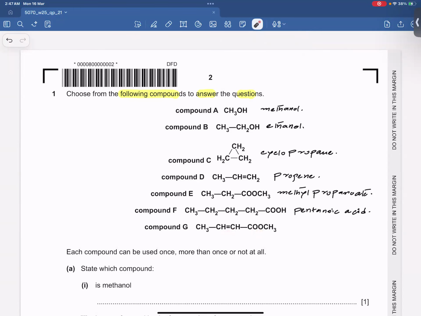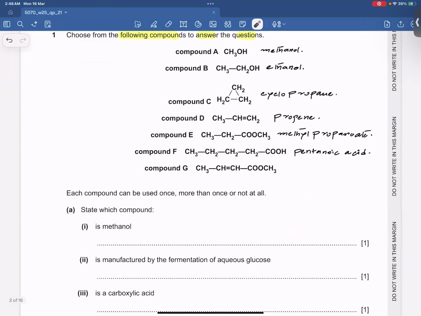All right. So remember one thing, some compounds contain one functional group, like in such examples, but some compounds contain more than one functional group. Like in this case, we have an alkene and we have an ester. Obviously, this sort of naming is not going to be included in your O-level syllabus, which is why the examiner is not going to ask about the name of such compounds which contain more than one functional group. Usually we discuss such issues in A-level classes. Each compound can be used once, more than once, or not at all.